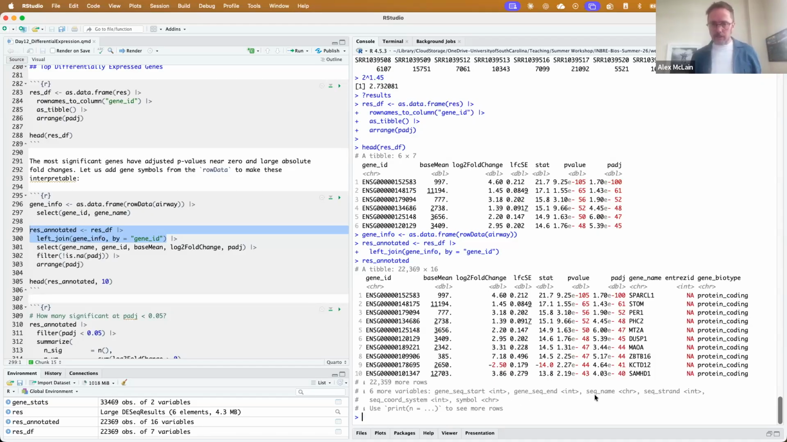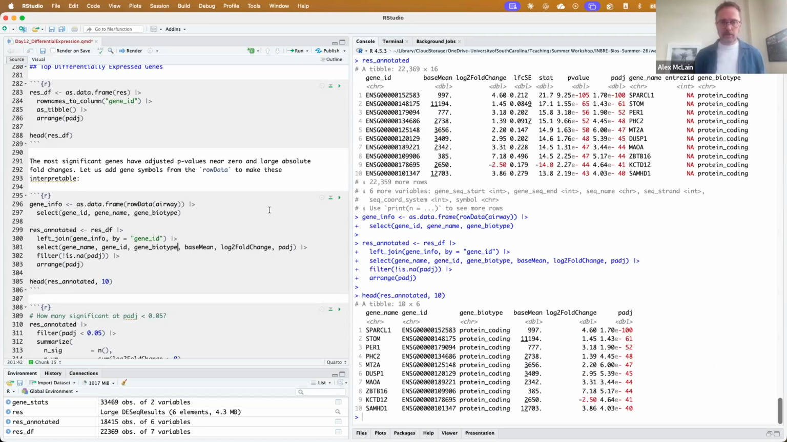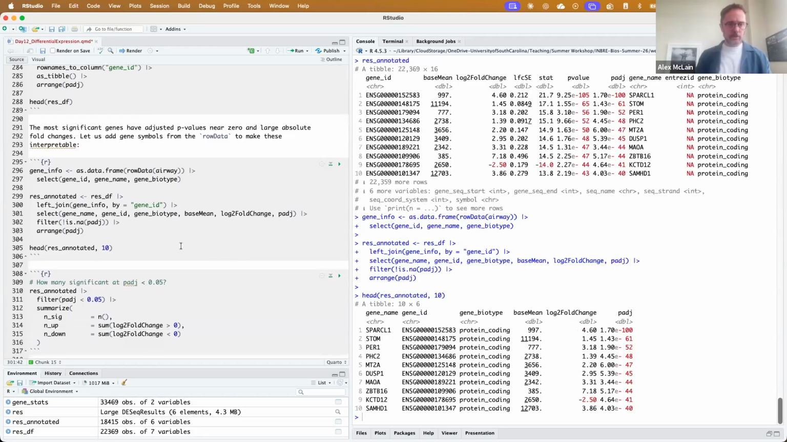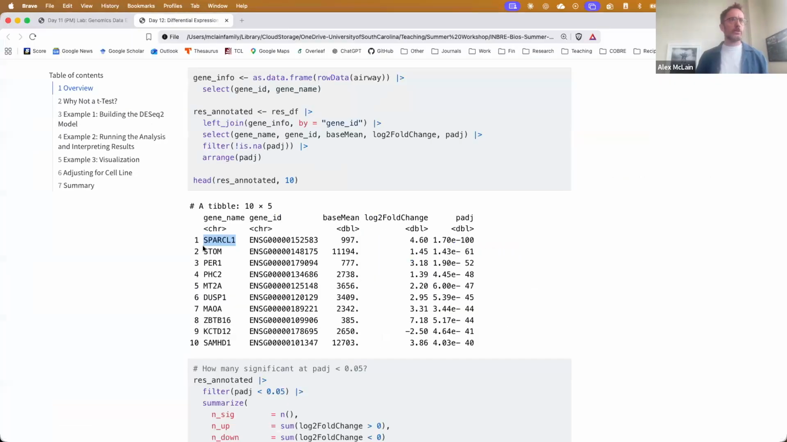The start, the end, sequence name, sequence strand. I mean, the gene biotype, that's something that I think we might want to hold on to. So let's add that up here, and then I'm going to add that to my results down here. So now we have the gene biotype with our results as well. And then with the gene name, we could look up some information on that. Any questions about what we got so far?